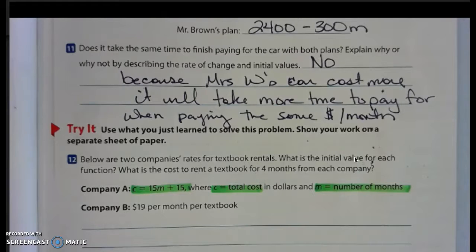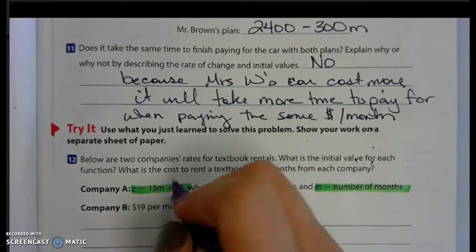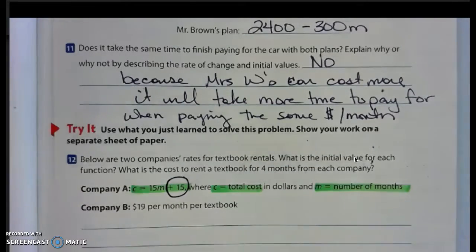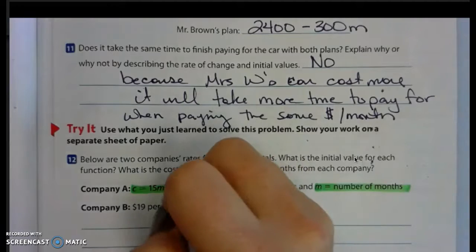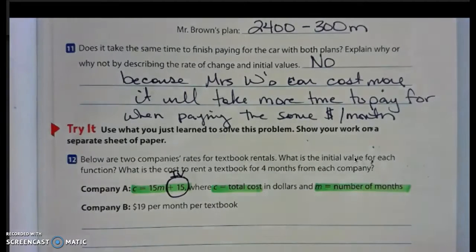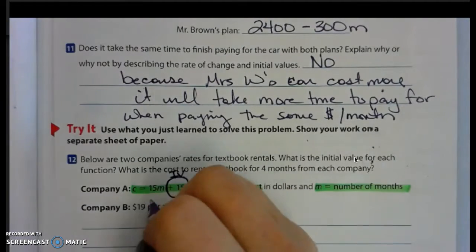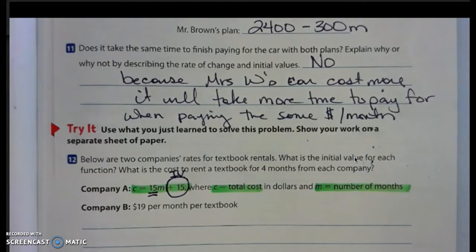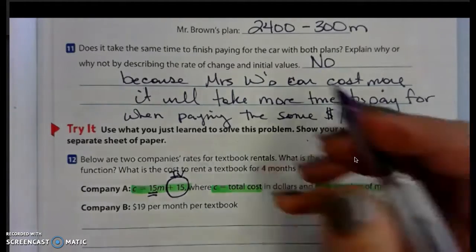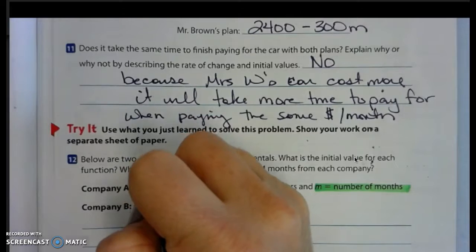Now, I told you guys that the initial value is the constant. Okay, in an equation, it's the standalone number. It only happens one time. It does not repeat. So the initial value for this one would be 15. Okay, the initial value is 15. The rate of change would be the repeating number, the thing that happens over and over and over again. So the rate of change would be 15.